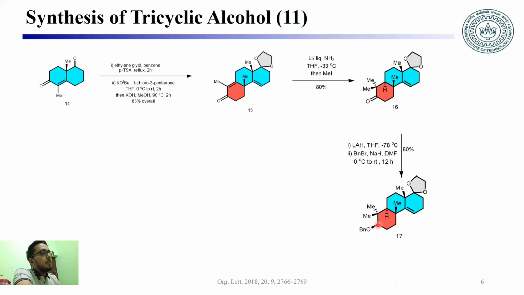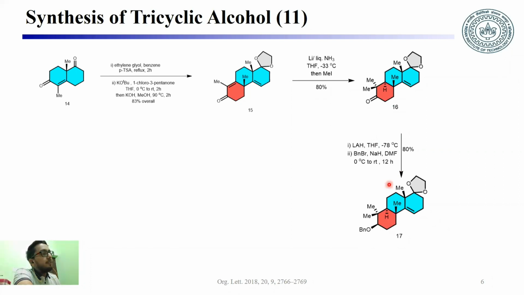Now the question is why we are getting this particular stereochemistry at this center. This is because when we draw this molecule 16 in chair form, we will see that the hydride ion coming from this lithium aluminium hydride will prefer to attack from the below side of this molecule because of this methyl group. So therefore we are getting this particular stereochemistry in molecule 17.